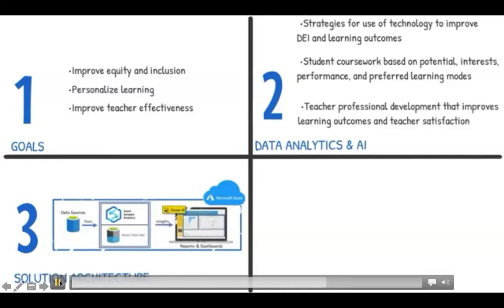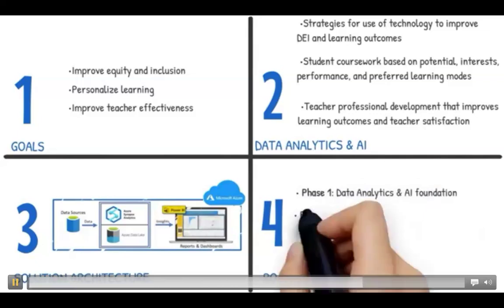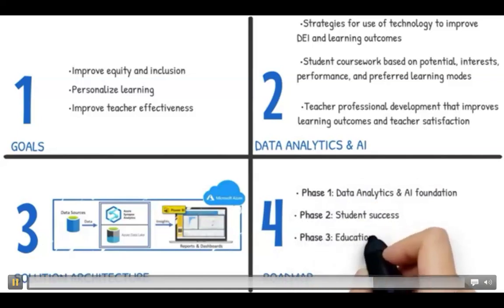them meaningful and actionable. Finally, a roadmap helps guide your progress and align stakeholders. For example, the first phase of your roadmap may start with establishing a data analytics and AI foundation in the cloud. Then, phase two might focus on data analytics and AI for student success and improved learning outcomes. And phase three could focus on using data analytics and AI to enable system-wide education transformation that includes optimizing workflows, making curriculum content more engaging, creating more effective policies, and much more.